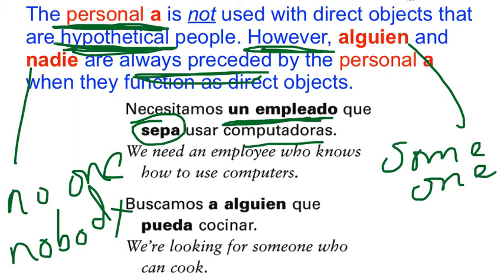So, buscamos a alguien. We don't know if that person exists, but we need to put a personal a there because we're using alguien que pueda. And because we don't know if that person exists, there's the subjunctive right there. Buscamos a alguien que pueda cocinar. We're looking for someone who can cook. We don't know if that person exists.